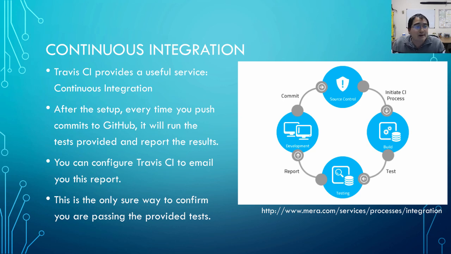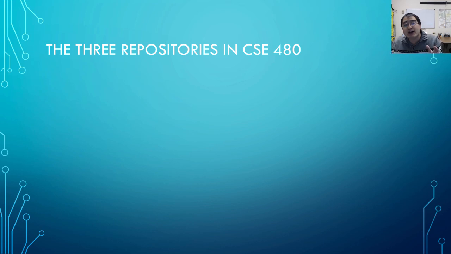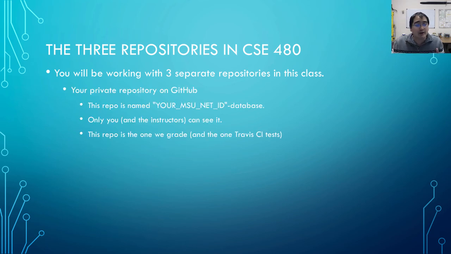Okay, so the way that we're working with GitHub to turn in your projects for this class is that there are actually three separate repositories that you have to work with. The first one is your private repository on GitHub. We will discuss this in the Project Zero description. It should have been made on your behalf. If not, you need to let me know through Piazza. The repo is named your MSUNetID-database. The important thing is that only you and the instructors can see it.